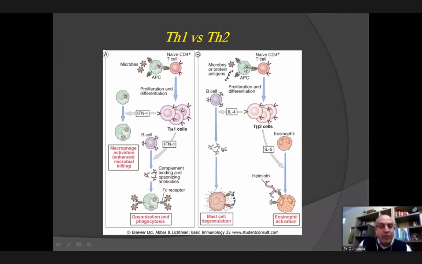Now, if you have a parasite, there is a capture, there is presentation, but there is no production of interleukin-12. The naive T cell will become Th2. It will secrete interleukin-4. Interleukin-4 will help B cells to switch and produce IgE, much needed in case of parasite infection. And of course, it secretes interleukin-5, recruiting eosinophils, also needed cells in terms of parasite infection.